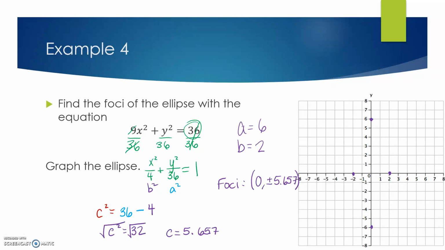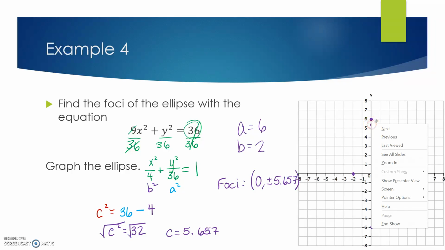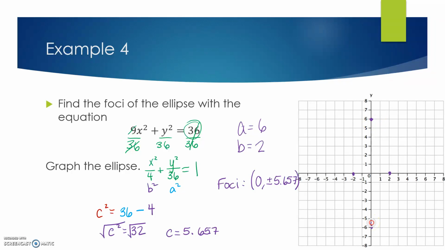And that's a good check because the foci might be closer to the vertices or closer to the origin, but they should be within the confines of the ellipse. It's not the best drawing. It should actually stay within the 2, but that's okay. And again, it's just a good check because if you find your foci and then you graph them and they end up out here, you know that something's wrong.